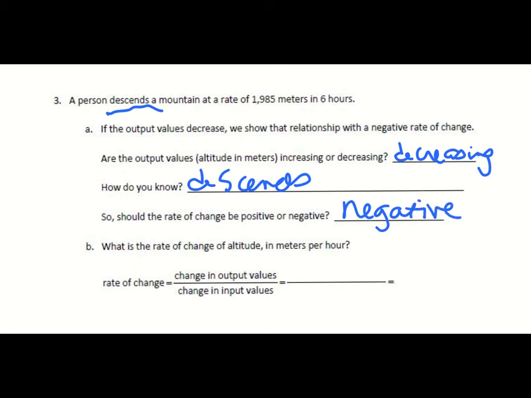Okay. And so then your rate of change is going to be your output. So you're going down 1,985 meters in 6 hours. So basically, if you divide that, you're going to get about negative 330, about 0.83 meters per hour.